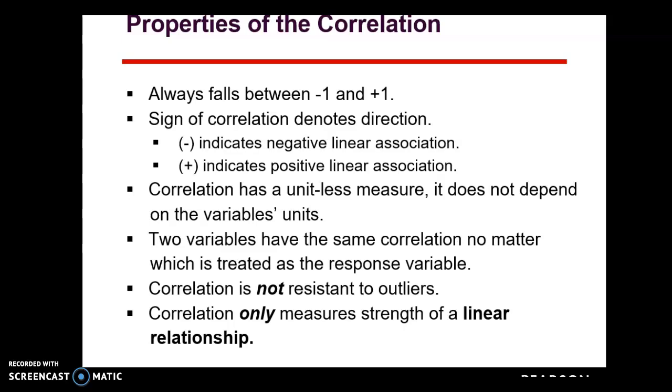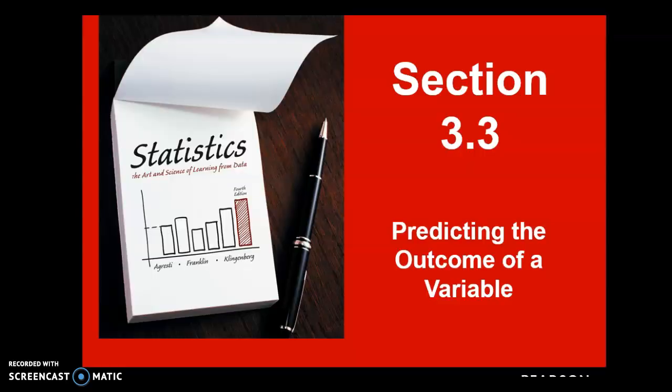Correlation is not resistant to outliers. So if you have an outlier, it can really affect the correlation a lot. And it only measures the strength of a linear relationship. And that is actually all we have for that section.